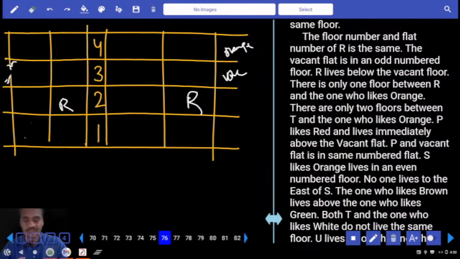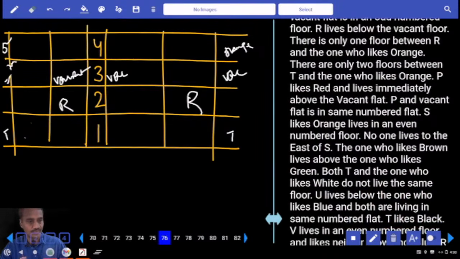Now how many possibilities are there for this vacant? 2. What are those 2? Vacant can be either here or vacant can be here. Then between orange and T, there must be exactly 2 floors. Orange is here and T is at this place. Between R and the one who likes orange, there is only 1 floor, and there are exactly 2 floors between T and the one who likes orange.